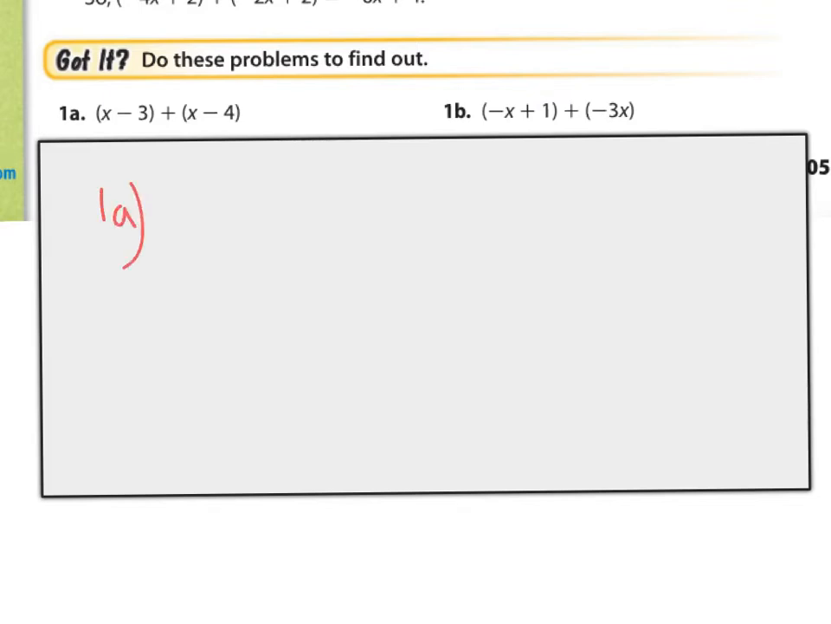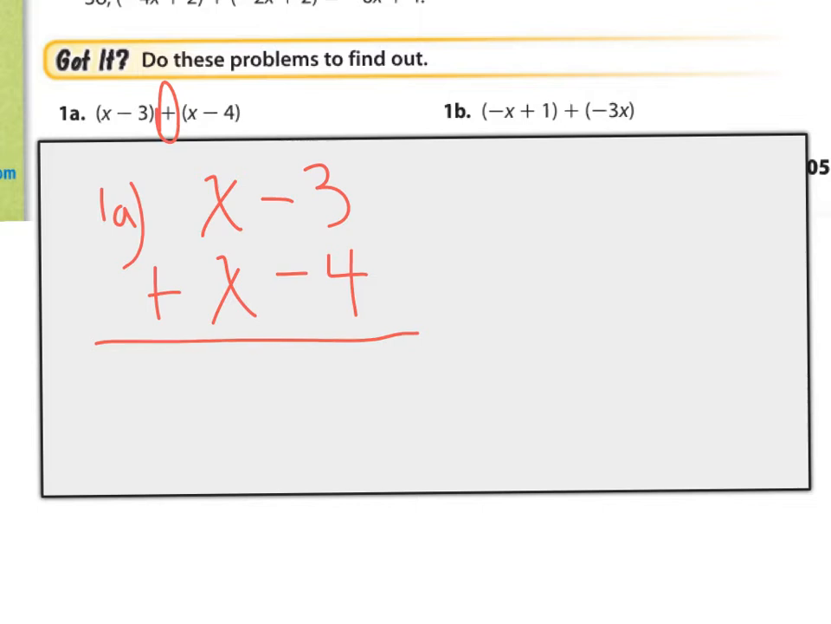Let's try 1a, where I'm going to use the vertical method, where I have x minus 3, and I am adding them. So I will add x minus 4. We work vertically, and I have an x plus another x is going to give me 2 x's. And negative 3 plus negative 4 is going to give me negative 7. There we have it.